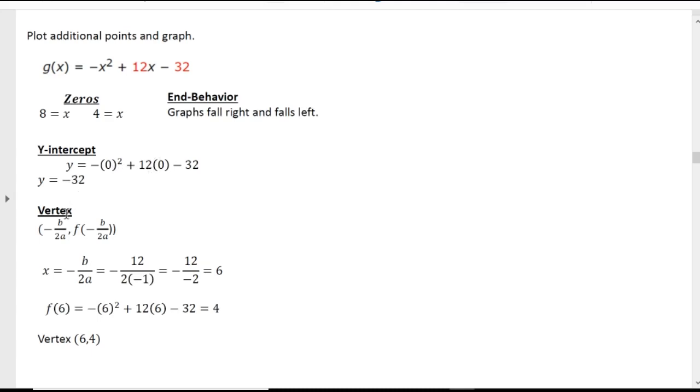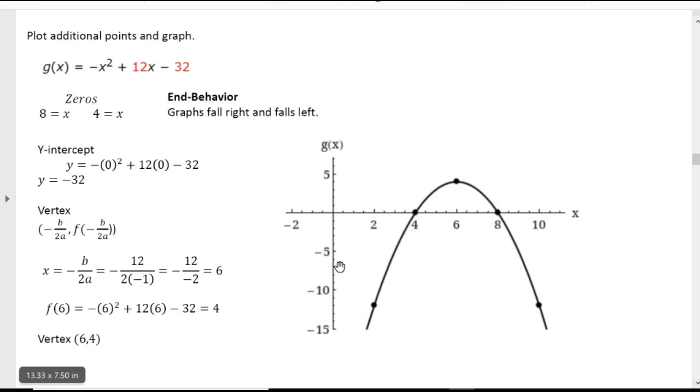The other thing we can look for is the vertex, and the vertex is negative b divided by 2a, and f of negative b divided by 2a. So in our example, b is 12, and a is negative 1. So 12 divided by negative 2 is 6. To find the y-coordinate, we plug it back into the equation. So we end up with negative 6 squared plus 12 times 6 minus 32, which is equal to 4. So we have all these points, and then we can just put them together and sketch the graph.